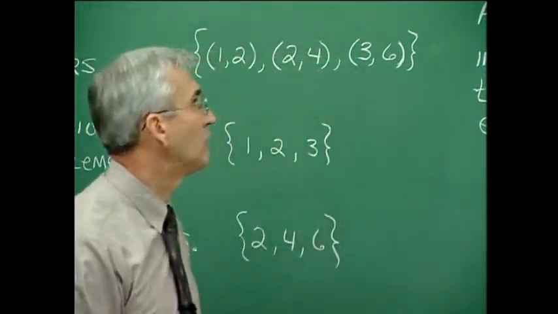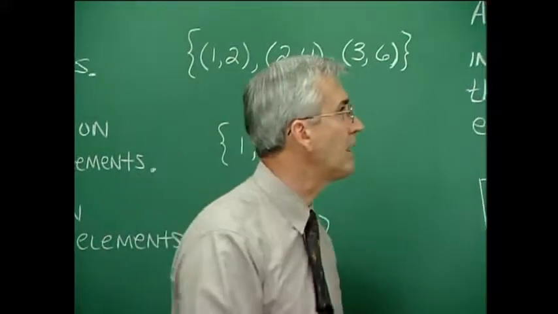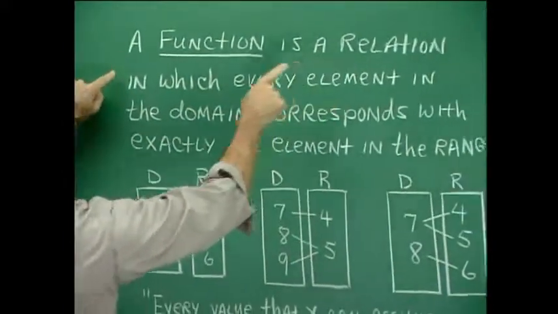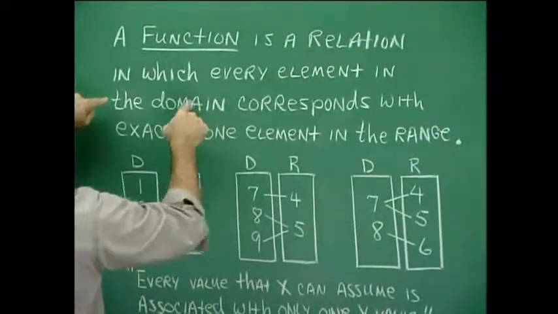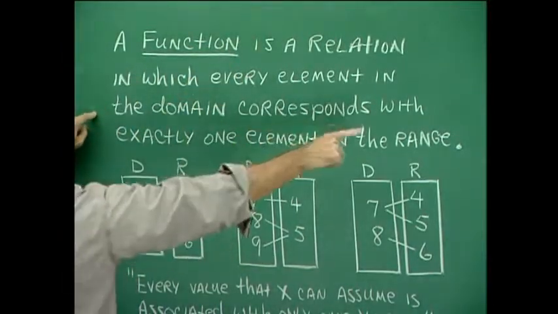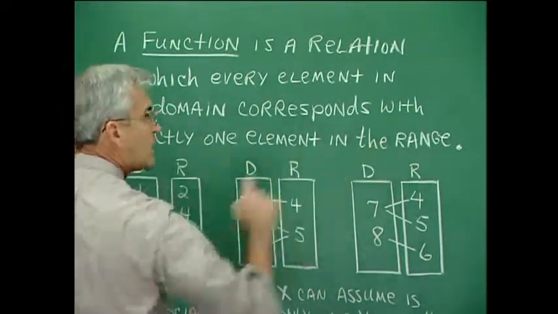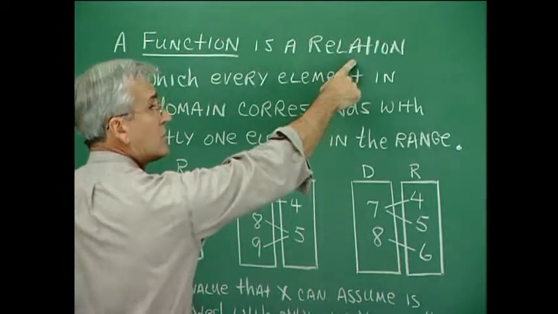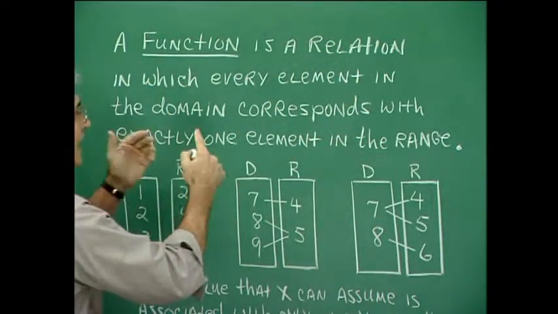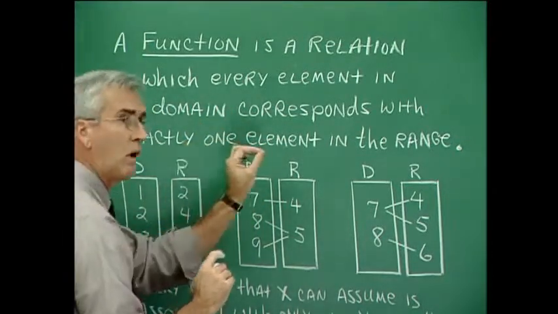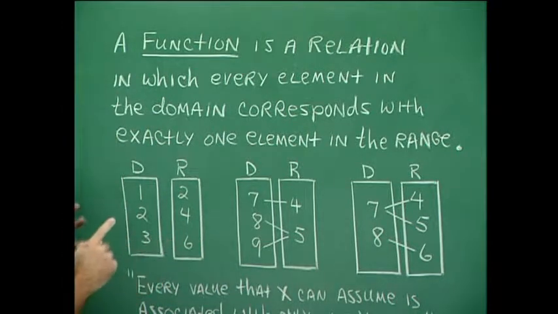Okay. Now, a function is just a special kind of relation, and here is a definition. A function is a relation in which every element in the domain, every value of x, if we're thinking of x's and y's, corresponds with exactly one element in the range. So a function is just a set of ordered pairs in which for every value that x takes on, there is exactly one value that y takes on. All right, sort of using primitive graphs, the situation looks like this.